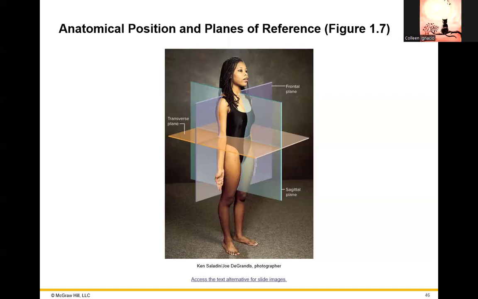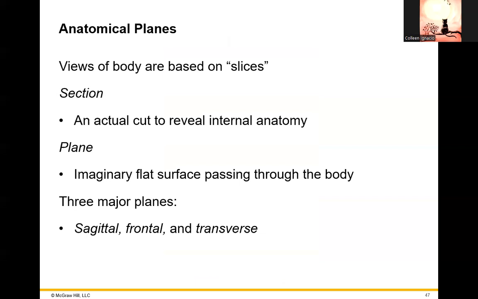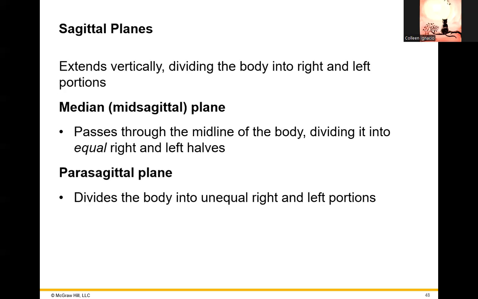Again, the anatomical position and the body planes: transverse plane, frontal plane, and sagittal plane. These anatomical planes are based on slices, and so we will reveal internal anatomy. So will we actually section our patient? Will we actually cut our patients open? No. But if we're getting imaging done, we may have a sagittal section or a frontal section of the particular organs or structures that we're trying to see. Okay. So that's the importance of understanding these different planes: sagittal, frontal, and transverse.